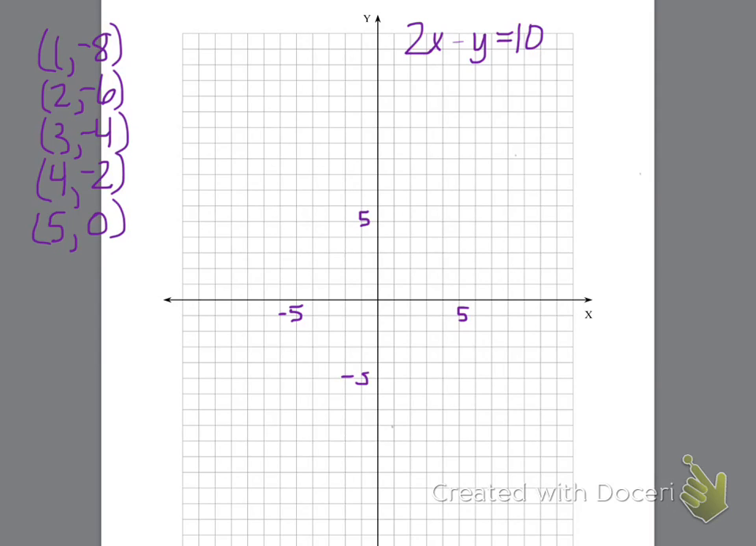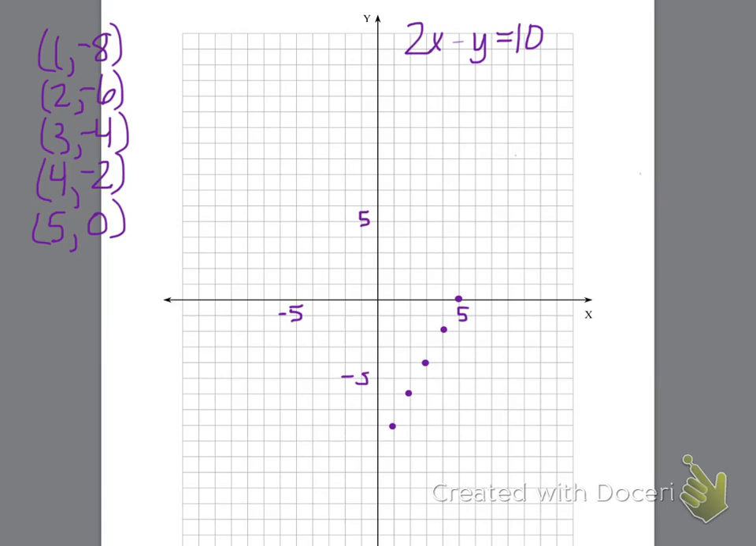So when x was 1, y was negative 8. And that would be right down here on the graph. When x was 2, y was negative 6. Oh, yeah, that's right. When x is 3, we had negative 4. Get that on there. And when x is 4, negative 2. And then we had the point x equals 5, y equals 0 right there. So those were the 5 values that we had for x and y.